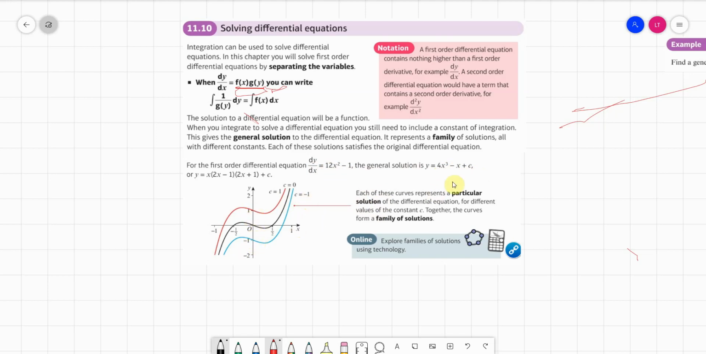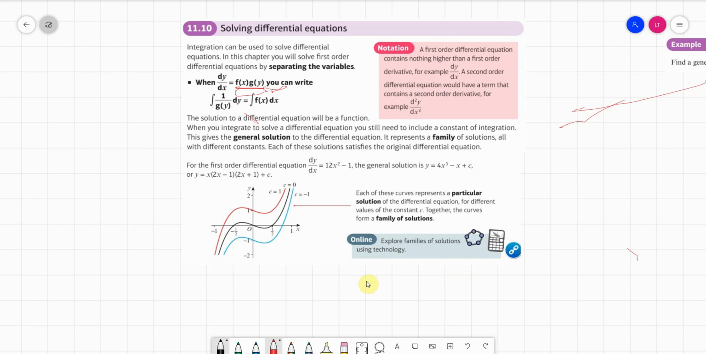This is just where we put minus 1 in place of C. This is where we put a 0. This is one where we put a 1. And we can see we can have a load of different solutions. We sometimes get asked to find a specific solution, and that's where they give us enough information to find out what plus C is. And that's sometimes referred to as a boundary condition. So that's the basics of what we're trying to do here.